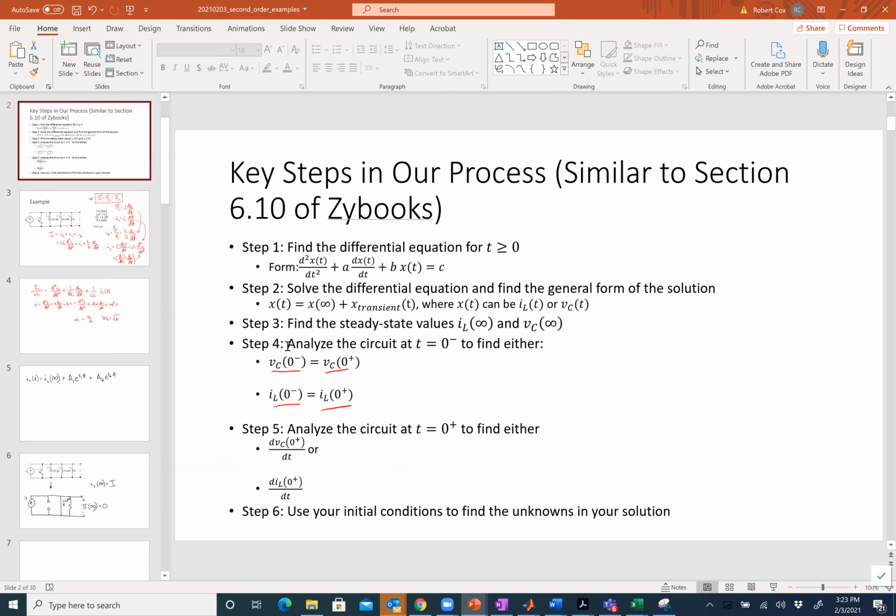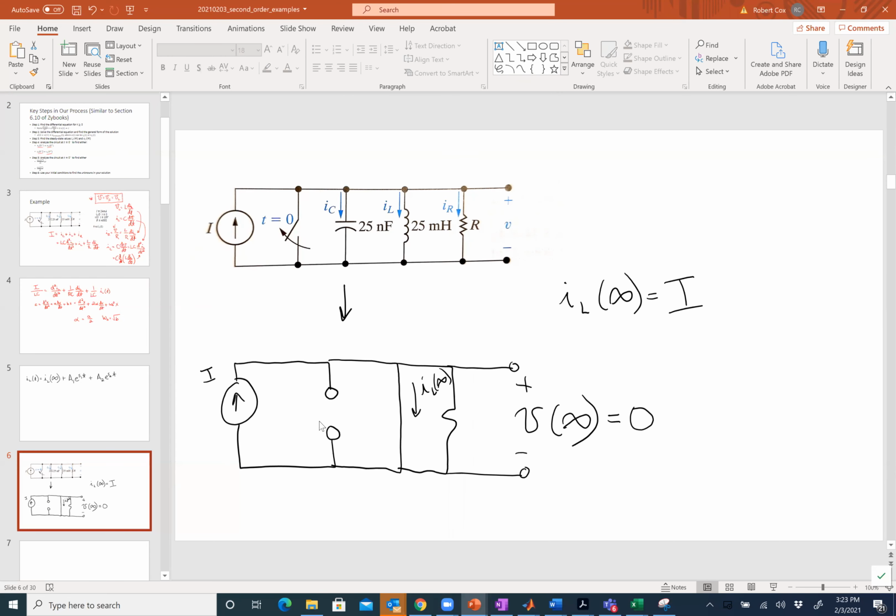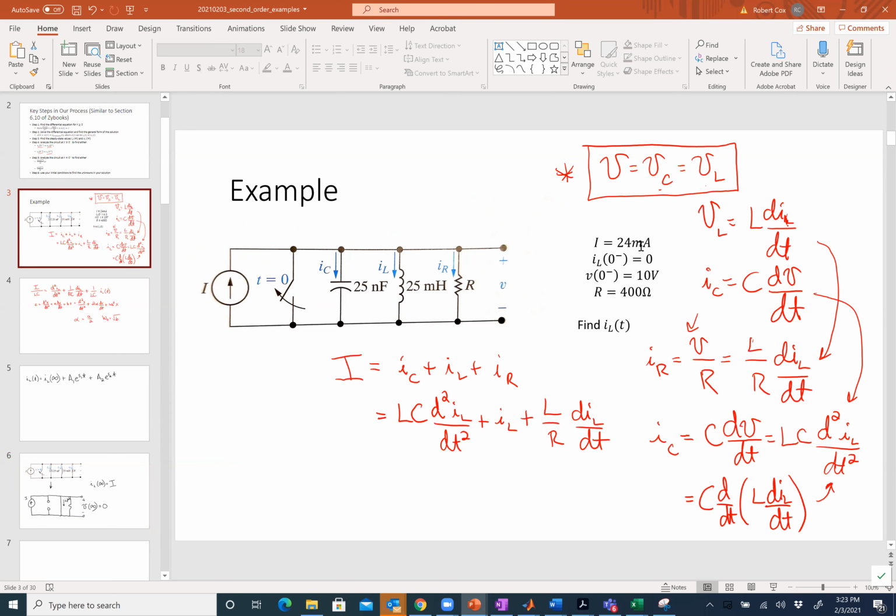Now on to step 4, all right? Analyze the circuit at t equals 0 minus to find either VC 0 minus or IL 0 minus. Now, I say analyze the circuit at t equals 0 minus. In this case, I've just given you what you need. I've given you the initial conditions here. I gave you IL of 0 minus, and I gave you V 0 minus. So I don't need to do any analysis. This step is easy. Now, my next example, that's not going to be the case, but in this case, it's an easy one.